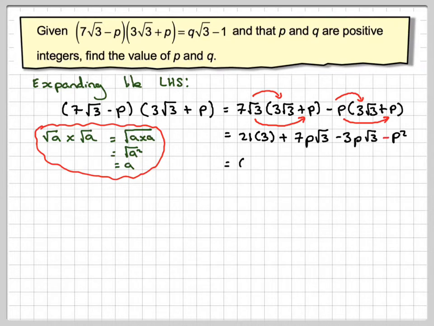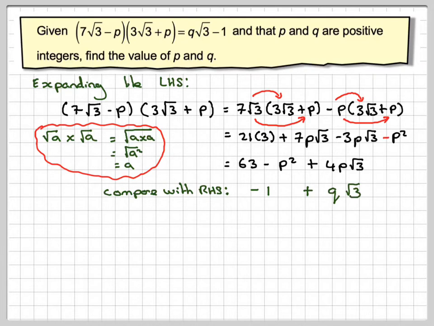Right, so 21 times 3 gives me 63. And I'm going to bring this minus p² here next. And then we've got 7p√3 minus 3p√3, so using our algebra, that will just give me plus 4p√3. Now what we do is we compare it with the right-hand side, but instead of writing q√3 minus 1, I'm going to write minus 1 plus q√3.